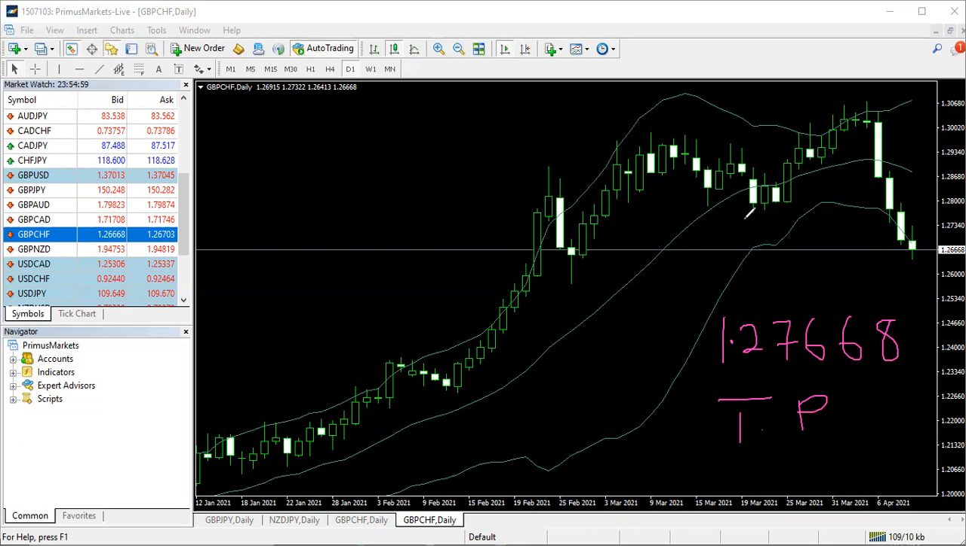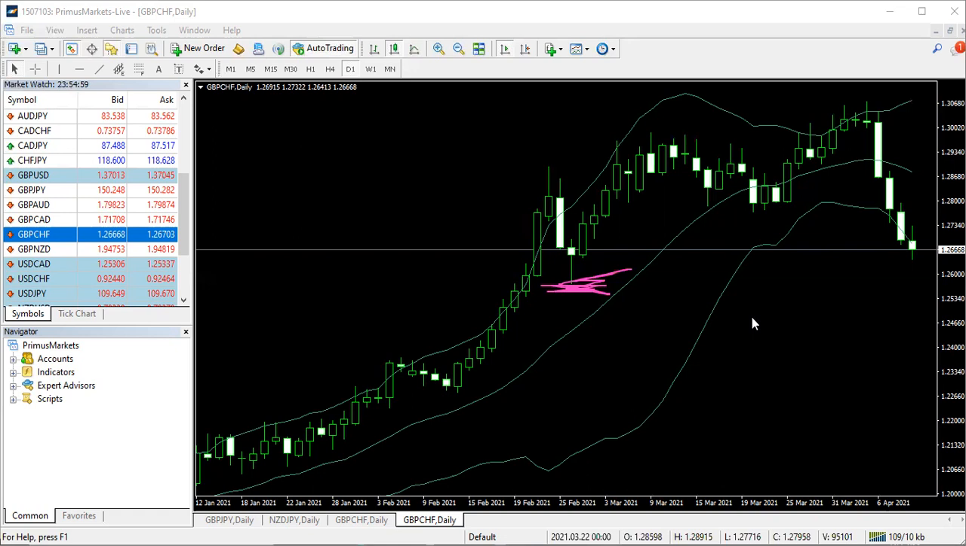1.27668 TP. Now, what should be our stop loss? We can target a stop loss near this level here, the end part of the support, okay? And with that, we are looking at about 80 pips. But for me, I would suggest that maybe why not give it 100 pips stop loss as well?